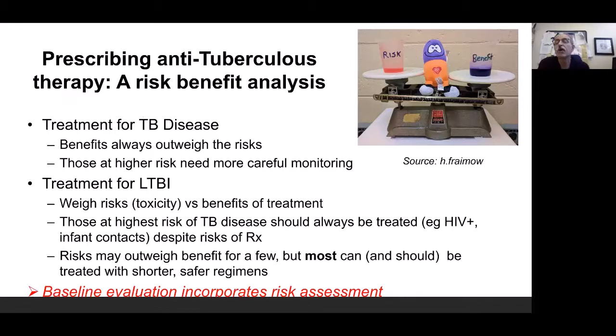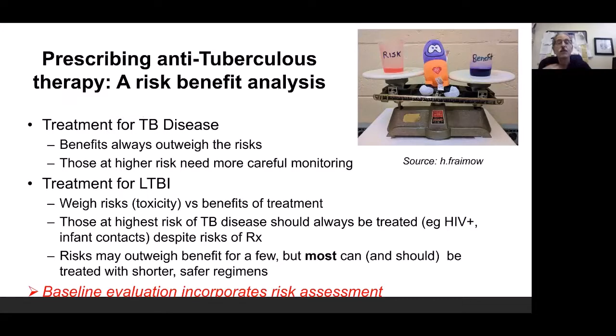When we talk about treatment for latent TB infection, we're weighing the risks of treatment, which means toxicity, versus the benefits. We know that those who are at highest risk of developing TB disease should always be treated, even if there are some risks. And with our newer regimens that you heard about yesterday, which are safer and of shorter duration, almost all individuals can be safely treated for latent TB infection, because the benefits will outweigh the risks in nearly all instances.